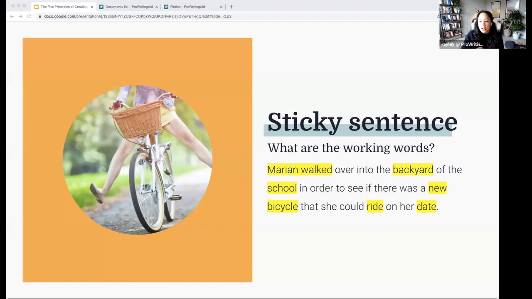All of these words that I have highlighted are our working words. They are essential for making the sentence make sense, and they are essential to understanding the meaning of the sentence. We cannot shift them. That means that every other word in this sentence is a glue word. We can reduce, remove, or replace those words, and the sentence will still make sense.